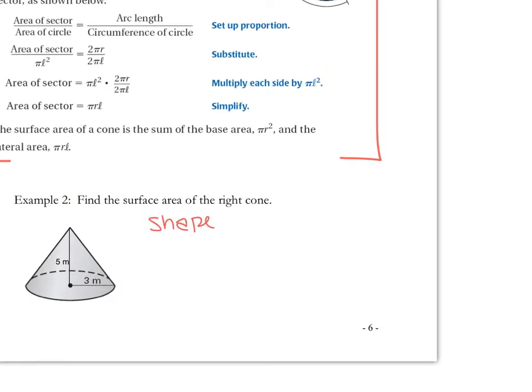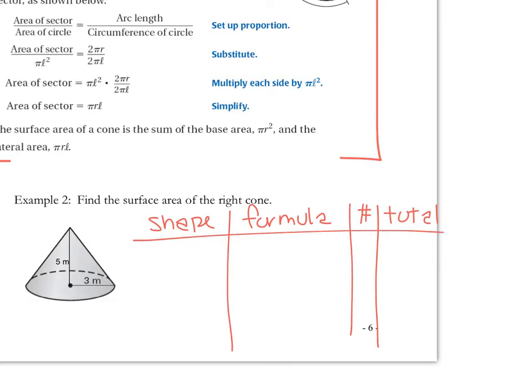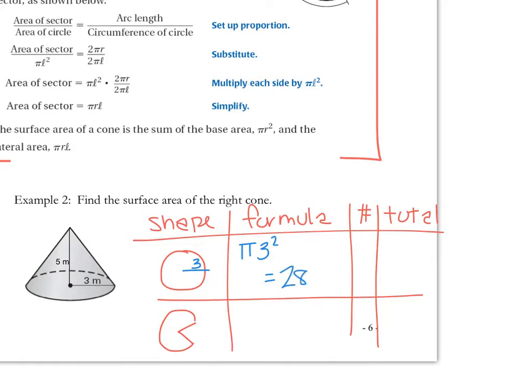So I have two shapes again, a circle and a Pac-Man. My circle is on the bottom. It has a radius of 3, so pi 3 squared is 28.274.